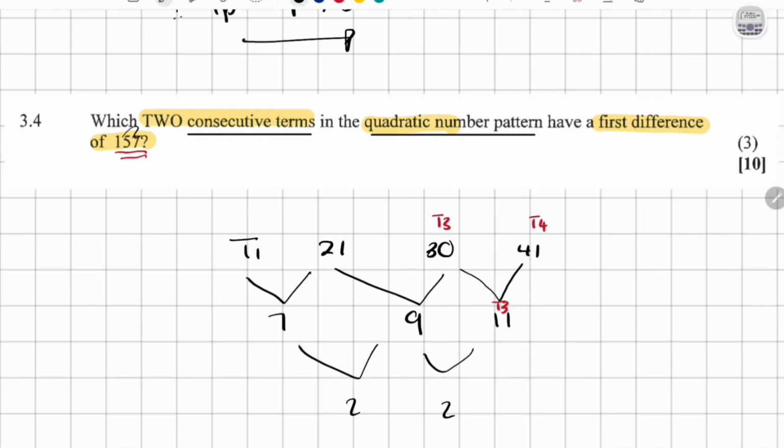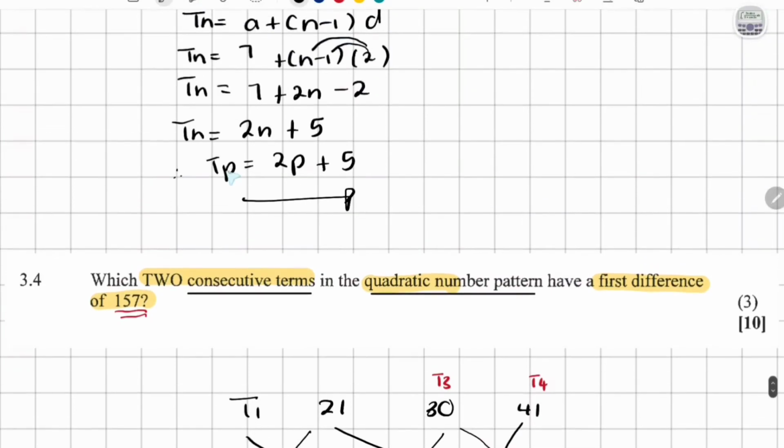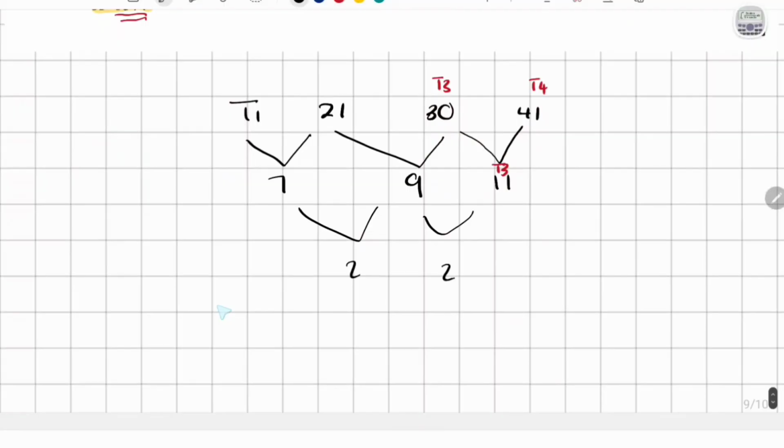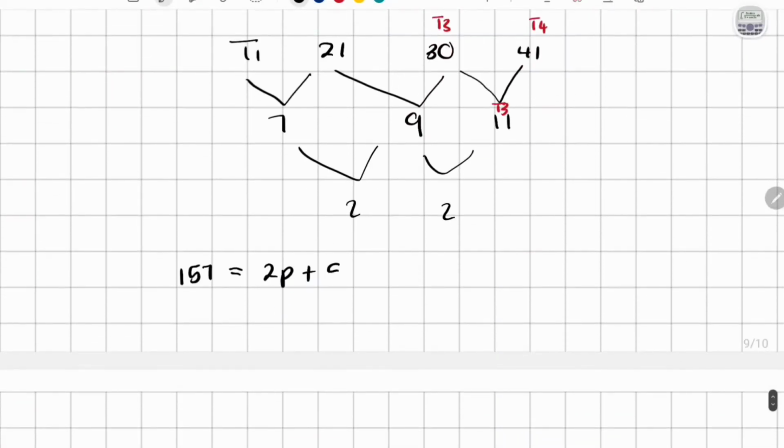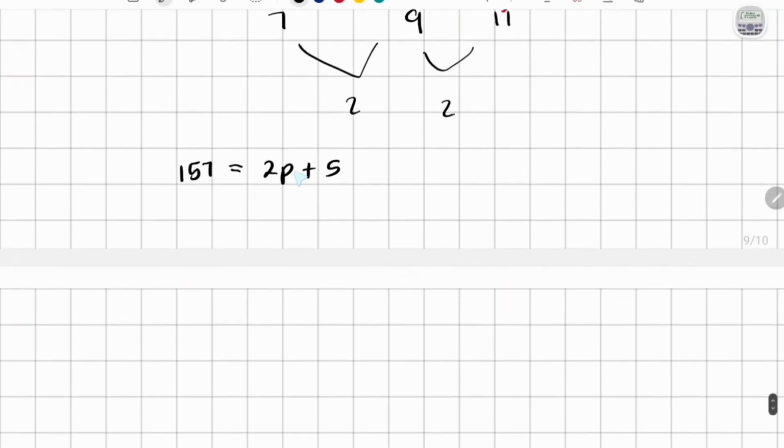So to find out which term has this value, we're going to take the Tn formula of this pattern, and we're going to make it equal to this because we're trying to find out exactly which term that is. So we're saying the value of the term is 157, and we're making this equal to 2n plus 5, so that we can find its term number. It's the same thing as Tn is equal to 157, because you're trying to find out what the n value is. What is the term value belonging to this number? So let's go ahead and just solve for n.